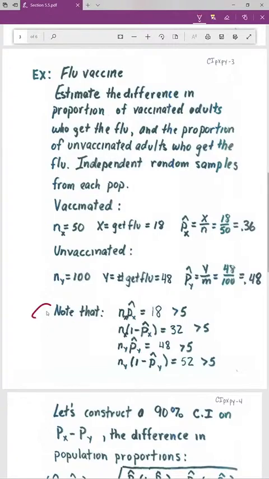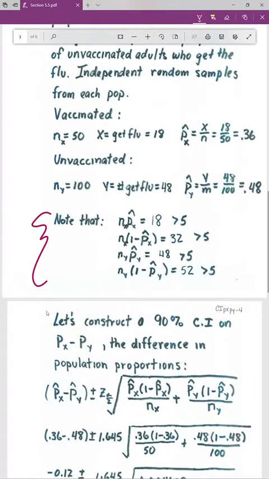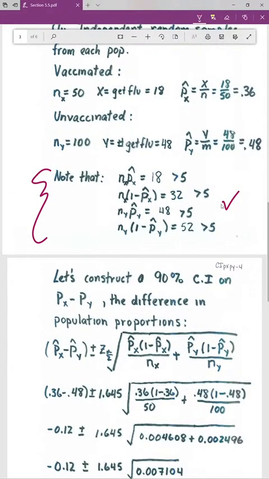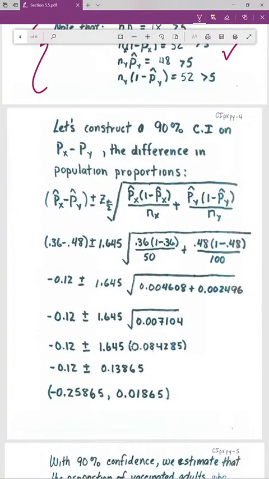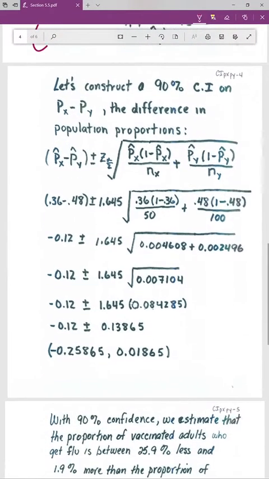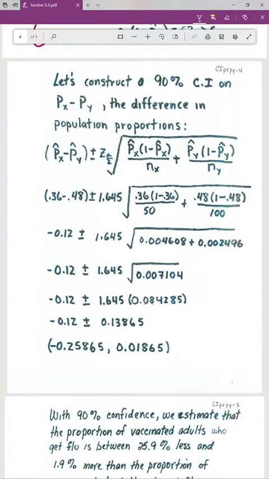Now, by checking our assumptions, we see that for all of our samples collected, we had at least 5 successes and 5 failures. So that checks out, meaning we can construct a 90% confidence interval on Px minus Py, our difference between our population parameters. So plugging into our formula, Px hat minus Py hat plus or minus z alpha over 2 times our standard error of Px minus Py, we have 0.36 minus 0.48 plus or minus 1.645.